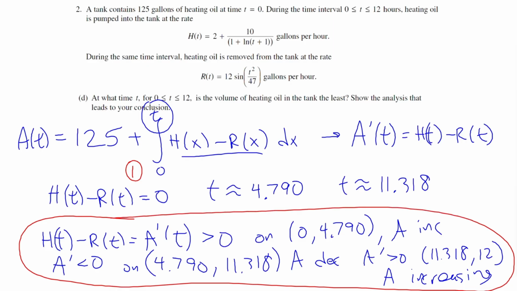And of course, you could have evaluated it at the endpoint of 12 and 4.790 also and just picked the smallest one. But doing this little analysis allows us to only have to test 1 or 2 different values. And that's the end of this rate FRQ, which is question number 2 from the 2003 Form B AP Calculus AB exam.